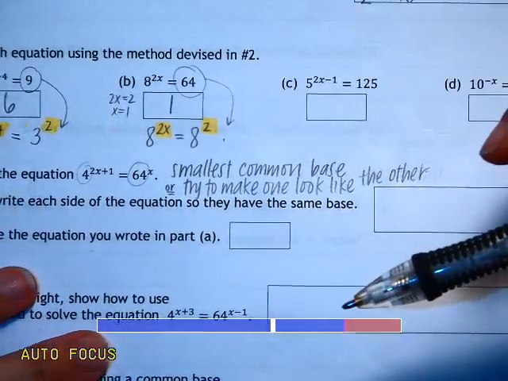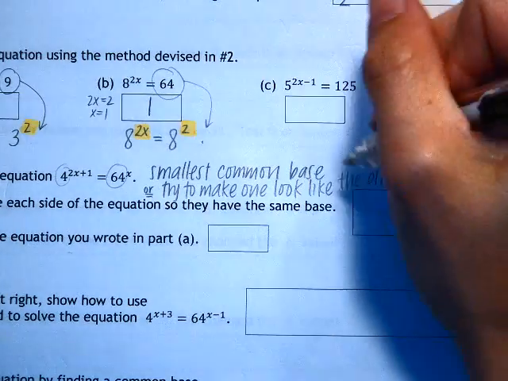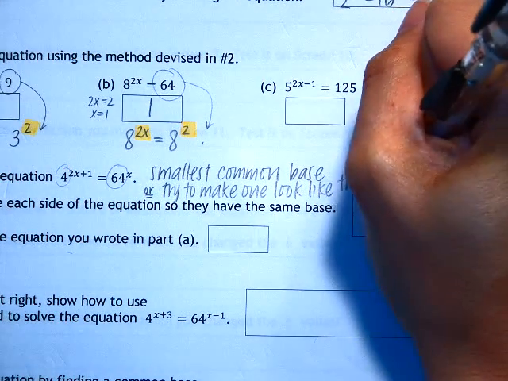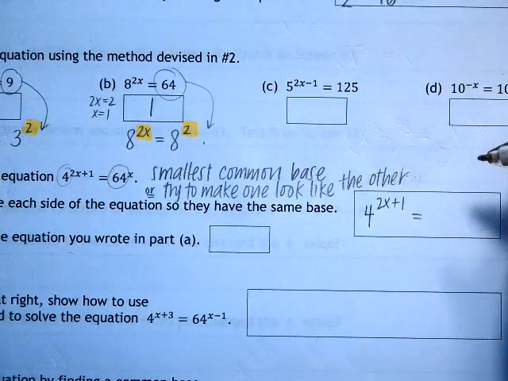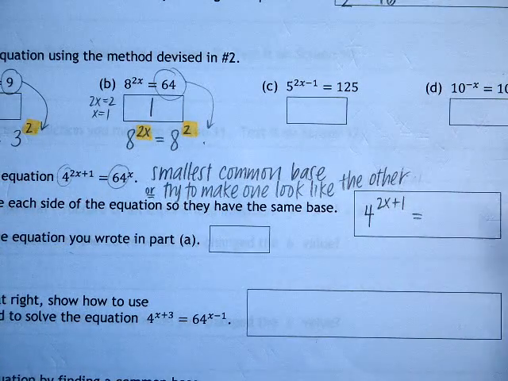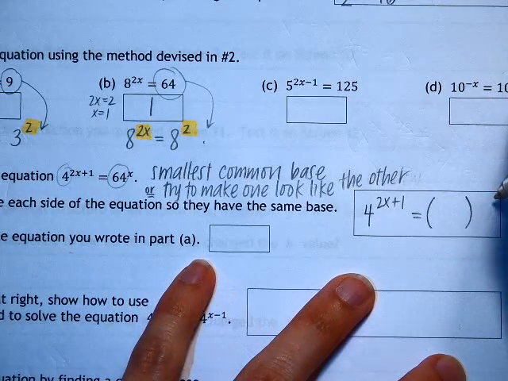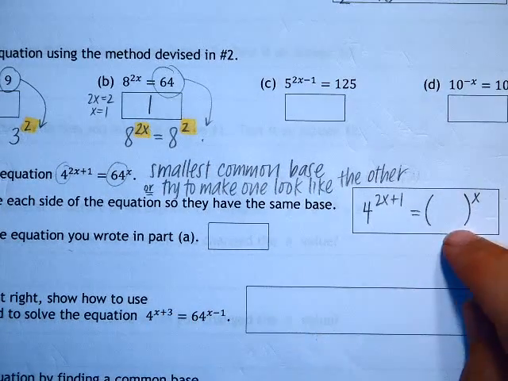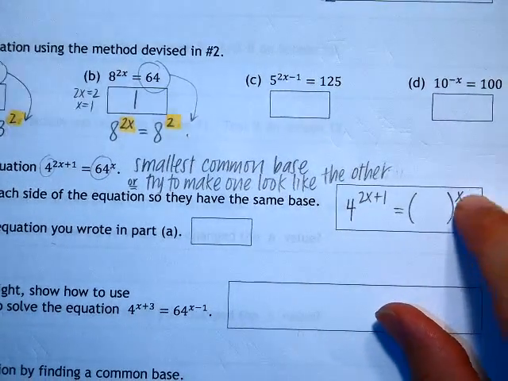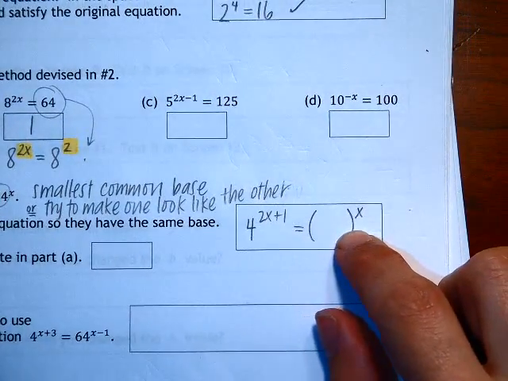Many of the problems that you'll do will have the same idea. So I'm going to keep 4 to the power of 2x plus 1 completely untouched. It already has a base of 4, and that looks good. But I'm going to need to change the 64. Now you'll notice I wrote parentheses, because part of this question is not going to change.